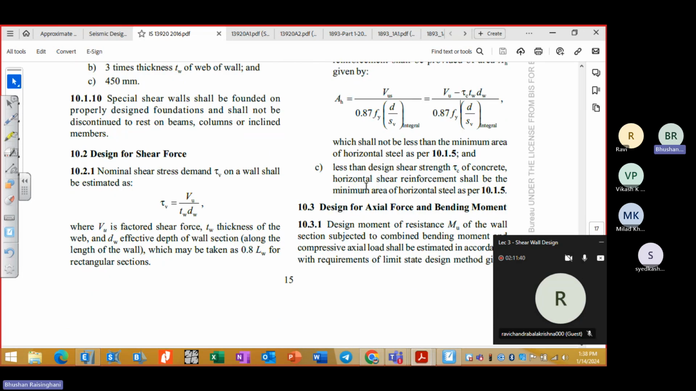Now, your tau v is less than tau c. Horizontal reinforcement shall be the minimum area as provided in the table. So tau v less than tau c, then minimum steel as per table 1. Tau v is greater than tau c, then you reduce the shear capacity of concrete, find the horizontal steel area, and it should be greater than or equal to the minimum steel in table 1. If tau v is less than tau c, then minimum steel has to be provided for the shear forces. So this is how we find the area of steel and then percentage of steel.